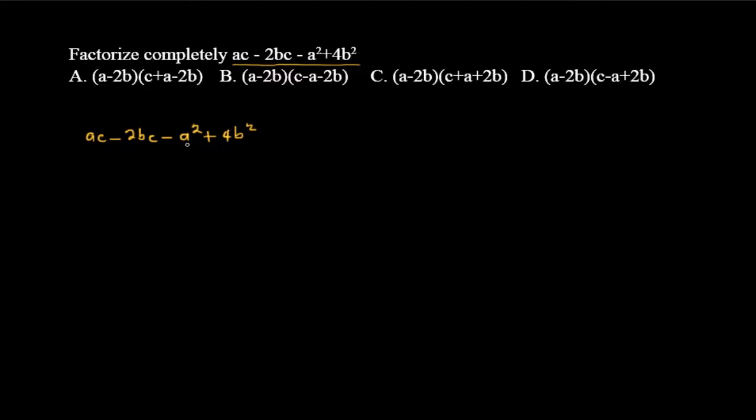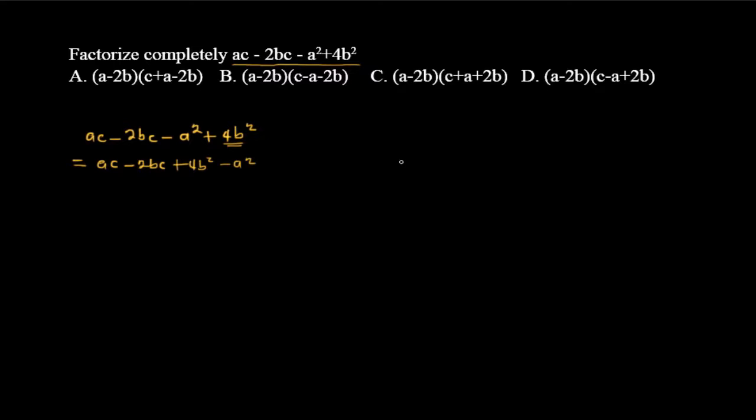Now what you have here can also be written as ac − 2bc, then you have 4b² − a². So I've not done anything, I only changed the position of 4b² and a².